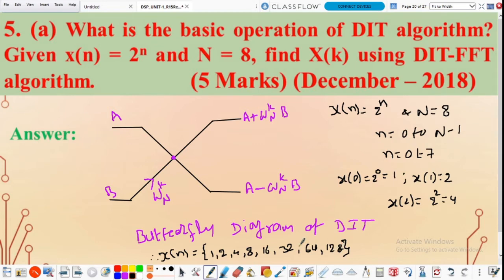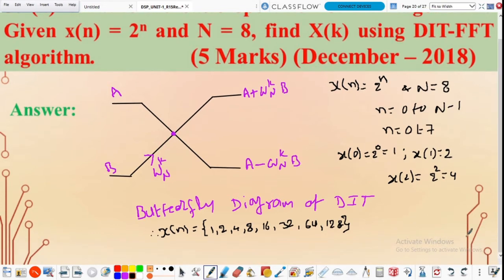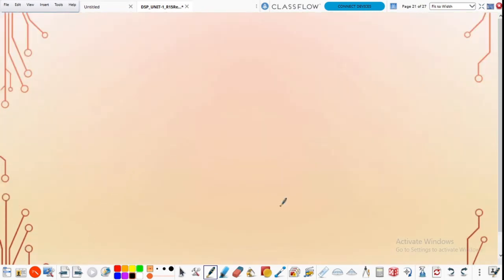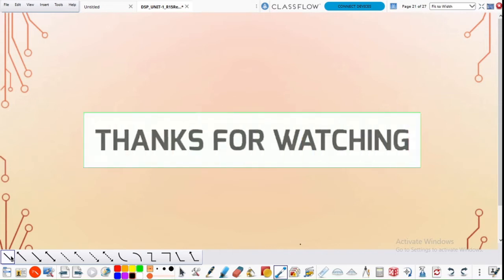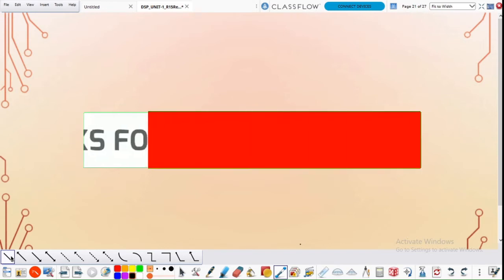Now draw the decimation in time FFT algorithm. According to the concept of decimation in time FFT algorithm, the input sequence is in shuffled order. So what is the shuffled order? The shuffled order is x of 0, x of 4, x of 2, x of 6, x of 1, x of 5, x of 3, x of 7. So first arrange the given sequence.